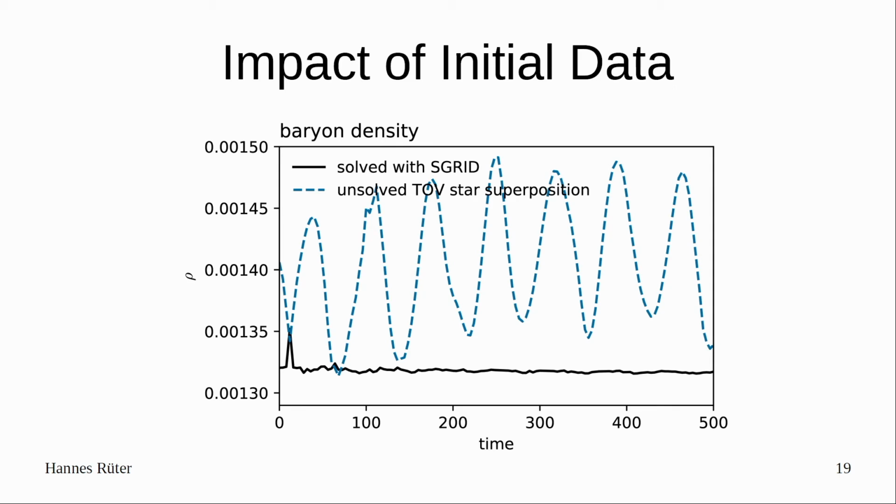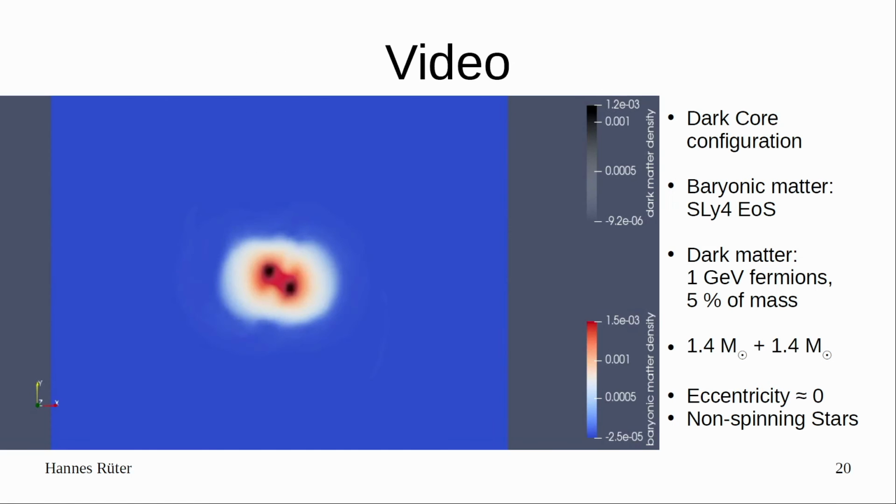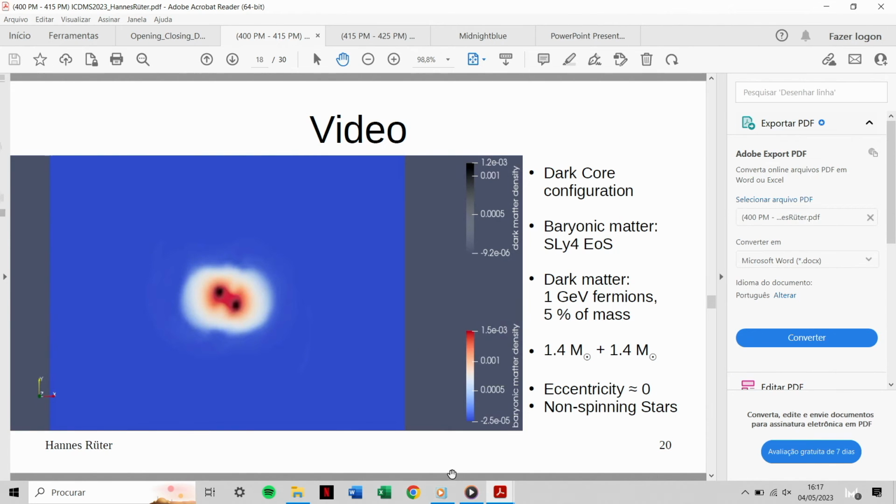Here I show you the dashed blue, which is just a superposition of TOV solutions, and you see there are very large oscillations in the density. But if you solve everything for quasi-equilibrium, you have no artificial oscillations, and that's really important if you want to see the small imprint of dark matter. So now let me bring up a video.